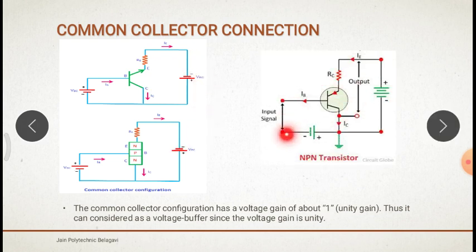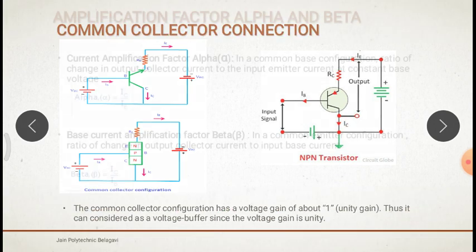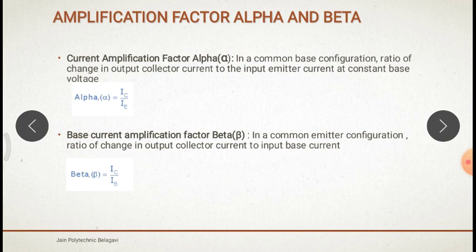This is a practical circuit diagram of the NPN transistor common collector circuit, and where it is used: this configuration has a voltage gain of about 1, that is, unity gain. Hence it is used for buffering circuits because of the unity voltage gain. Next we'll see some amplification factors, alpha and beta. First we'll see the current amplification factor alpha.